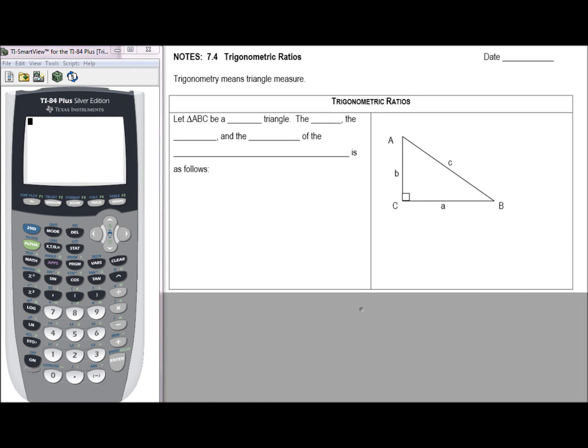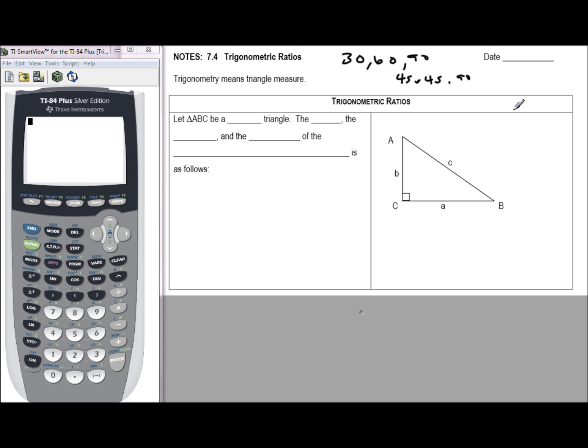A trigonometric ratio is just a ratio that we use to find missing side lengths in a triangle, and the triangle has to be a right triangle. So before we talked about special right triangles, and that was when we had a 30, 60, 90 triangle or a 45, 45, 90 triangle.